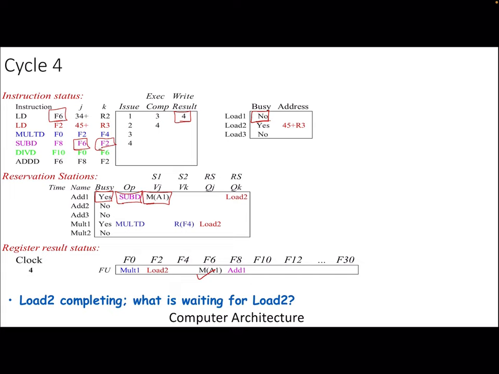But it is also depending on F2, and you will find that there is no entry for F2 here. F2 is waiting for load 2, and load 2 hasn't updated the common data bus yet. Once it updates, then we can actually start moving into the pipeline.